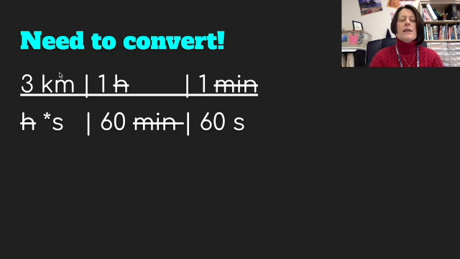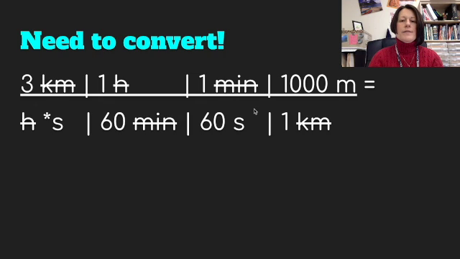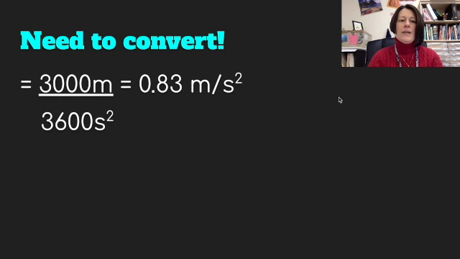But now I need to get kilometers to meters. So I need another conversion factor. Kilometers is on the top here, so it has to be on the bottom here. I know that in 1 kilometer, there's 1,000 meters. And now I'm to the meters. All of my units have canceled out properly. I'm left with meters over a second times a second. So when I simplify, I get 3,000 meters over 3,600 seconds squared. When I do the division, I get 0.83 meters per second squared.